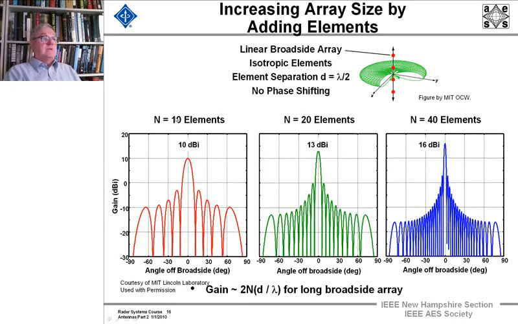And with 10 elements, we get this gain with this many side lobes, with this many nulls and side lobes. And with double the number of elements, you see we get about double the number of side lobes, and you can see the beam gets thinner, and we go to 40 and it gets even thinner. And in general, for long broadside arrays, the gain is approximately twice the number of elements times d divided by lambda.